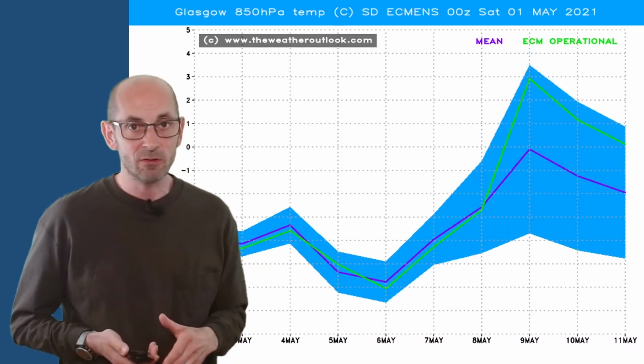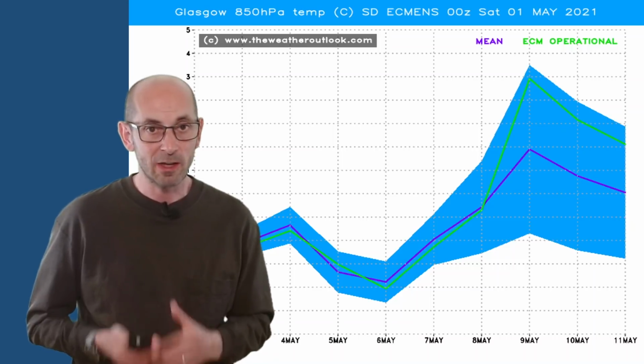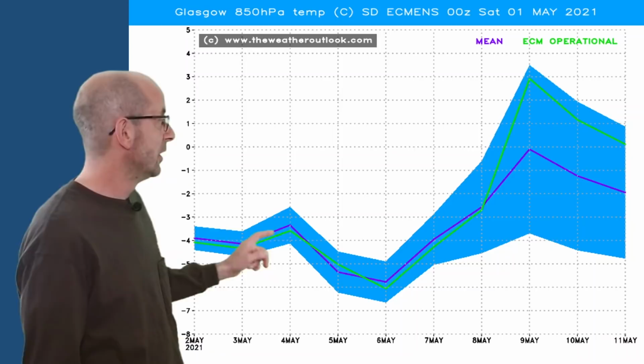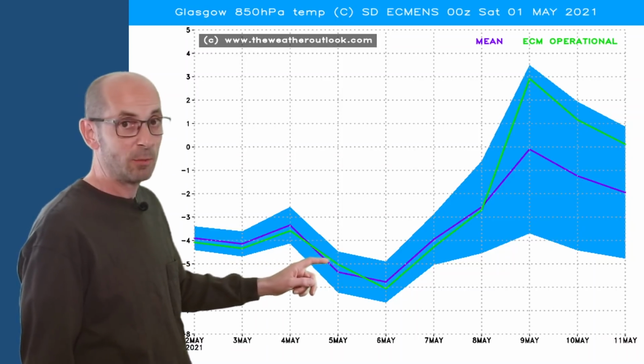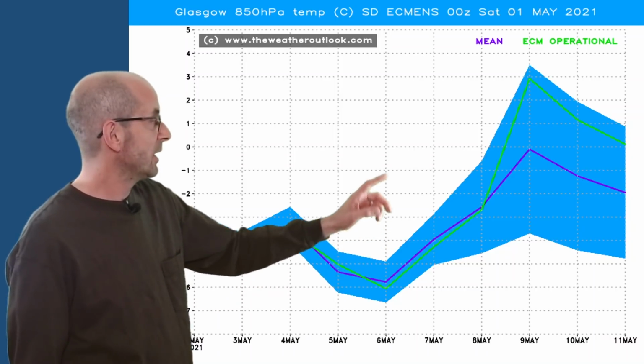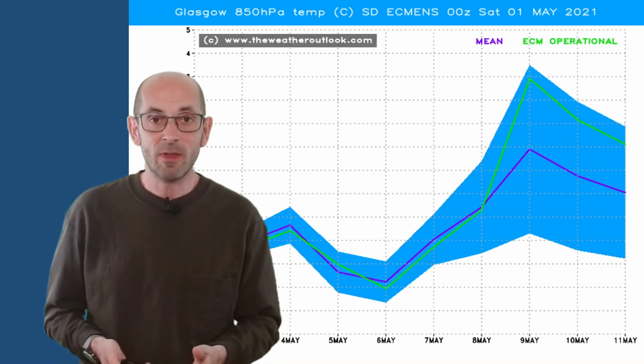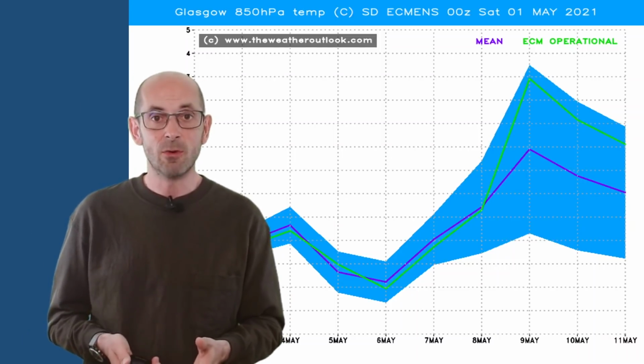Take a look at the same plot but for Glasgow. The pattern's similar, but it's at a lower level. We can see they're very, very cold to begin with, and then through the second week, the air mass temperatures do recover, but again, nothing exciting for the time of year.